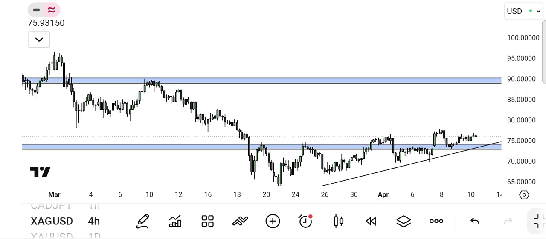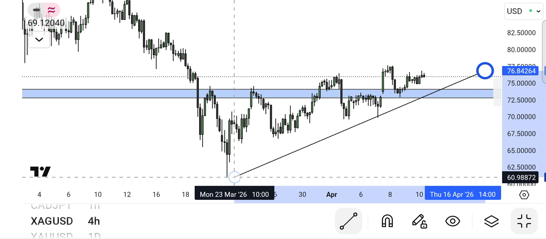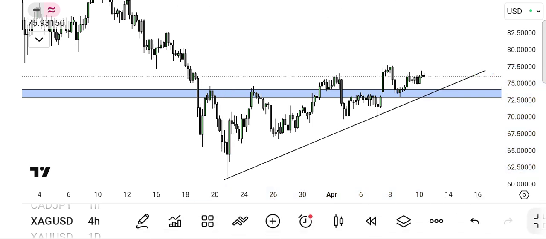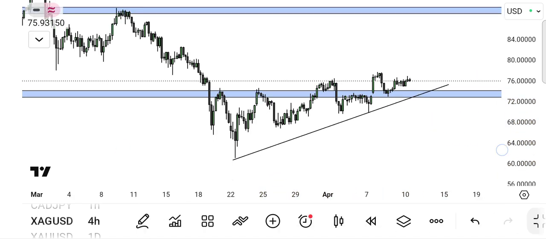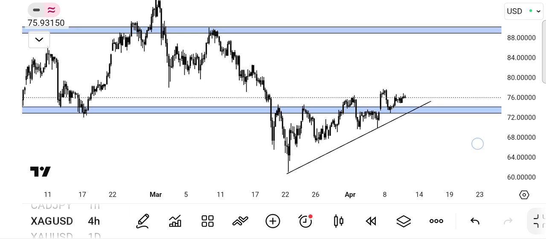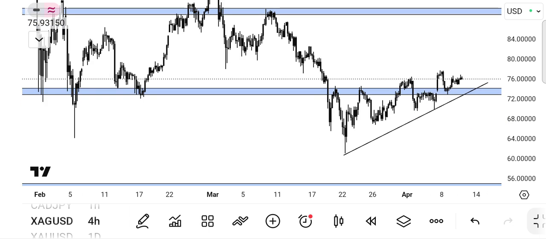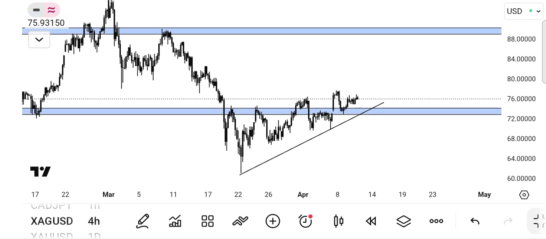So on the 4-hour time frame, what can I see? On the 4-hour time frame, I could see the pullback is actually looking matured. So I will buy this pullback. This pullback is okay for me, so I don't have any concerns on this pair.